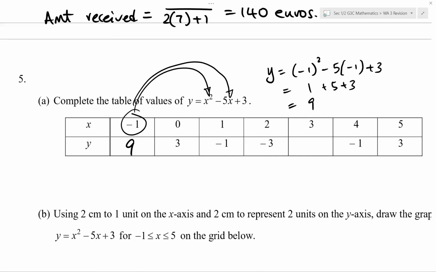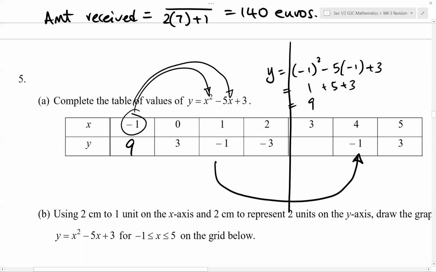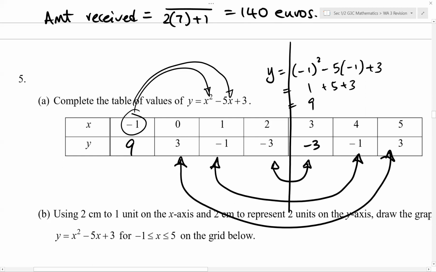Okay, can you see any symmetry in the table of values? Can you see the symmetry? The symmetry is over here. 1, -1 and -1. 3 and 3. I expect this value to be -3. I expect it to be because it is symmetrical. Let me just verify that.